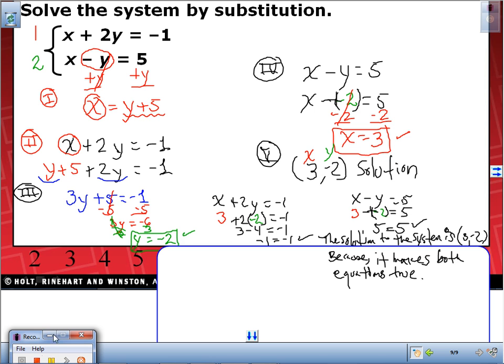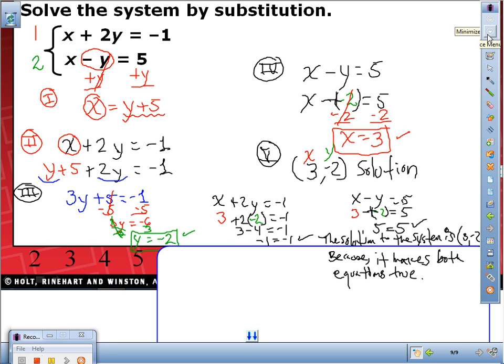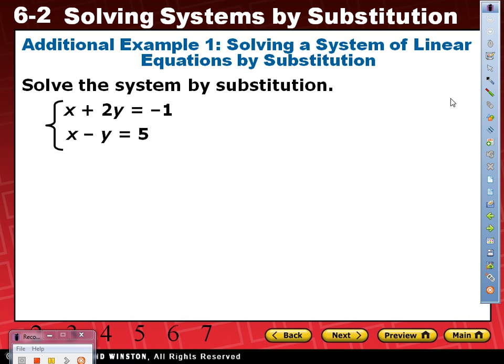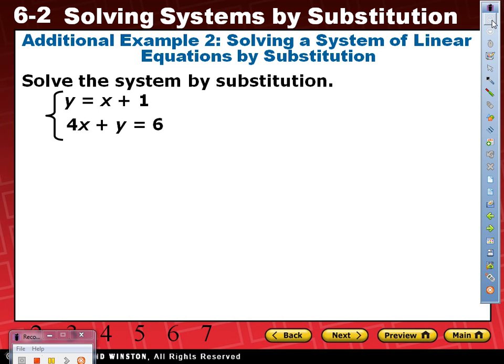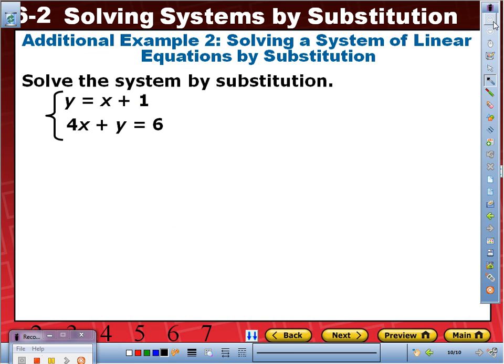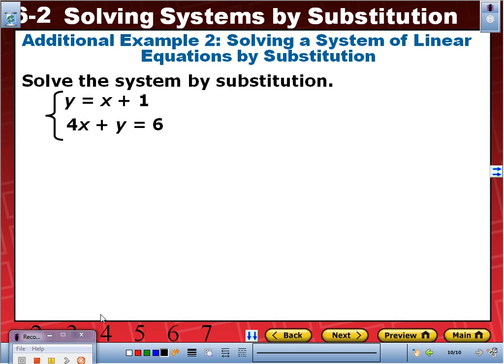So let's do one together. Copy this next one down, please. Example number 2. Example 2, solve the system by substitution. The system that they gave us is y equals x plus 1. And the second one is 4x plus y equals 6. If you write with big font, copy this one in the back and do it in the back because there's different steps that you need to do, right? All right, go for it.